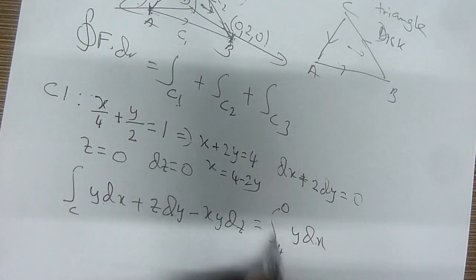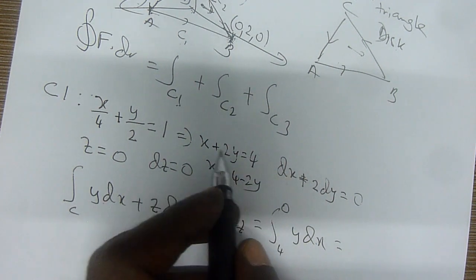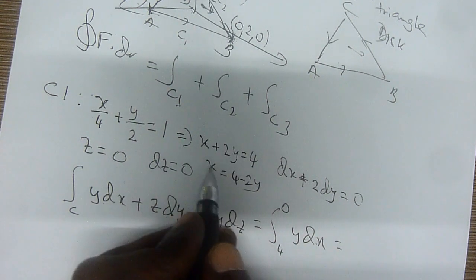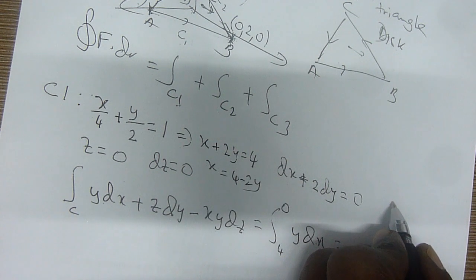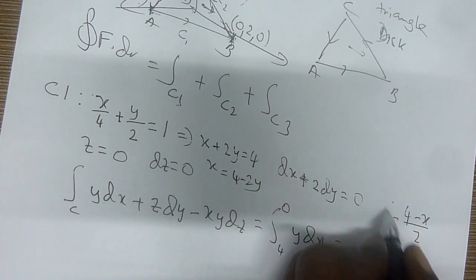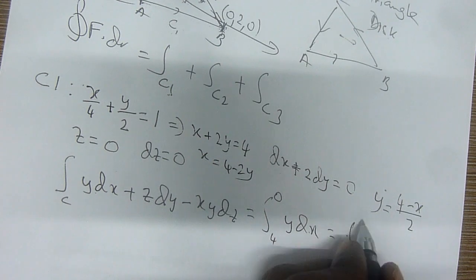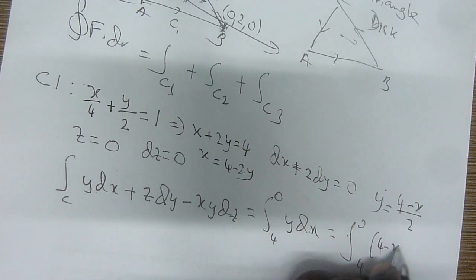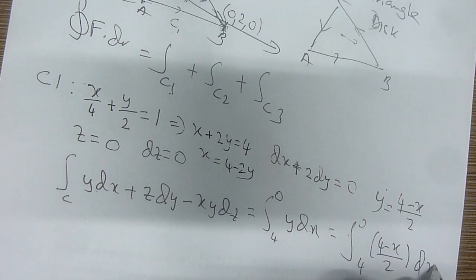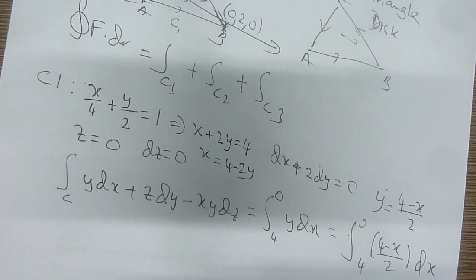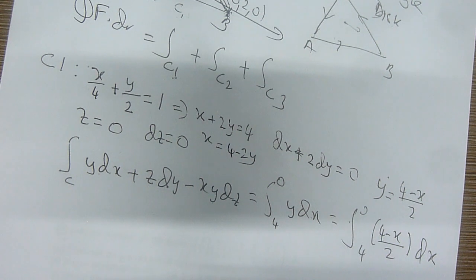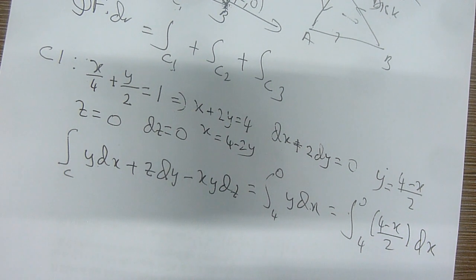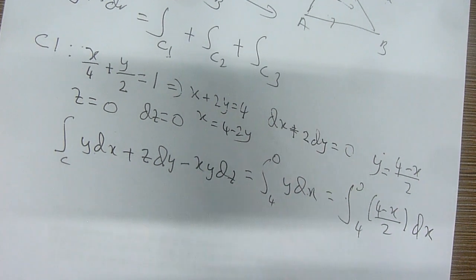In this case, let's go straight away, I know it's easy. Y can be represented with this: y is 4 minus x divided by 2. That means it's 0 to 4, minus x divided by 2 dx. Then you can solve the problem for C1. This is how you can start solving. I'm not going to solve it in this particular case, I'm just helping you with these things.